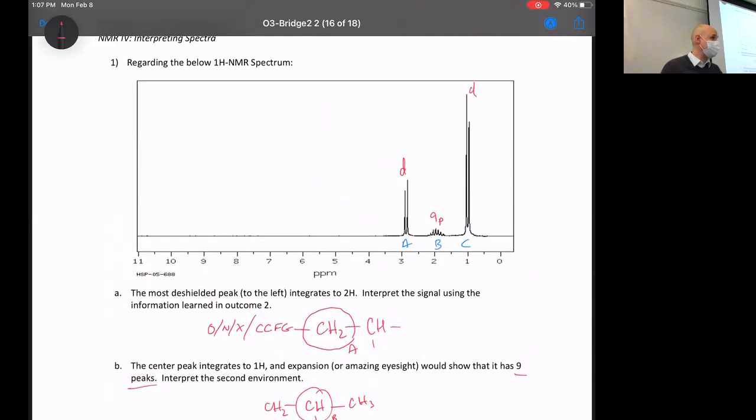So it can't be an NH2, and it can't be an OH, and it can't be a benzene ring or an alkene or an alkyne, and it can't be a carboxylic acid or an aldehyde. So there's not a lot left of our O/N/X/carbon containing functional group. So what do you think it probably is of those options?